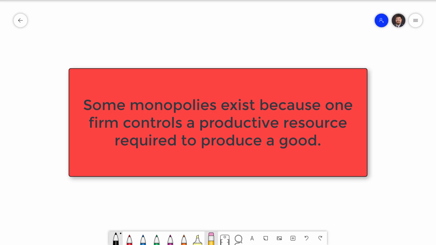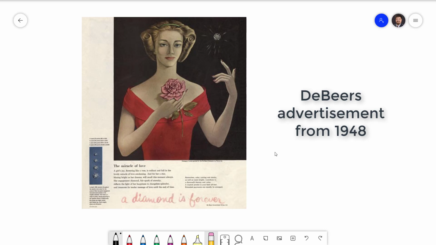One of the most famous examples is De Beers. De Beers once had a near monopoly on the diamond market because they owned the majority of diamond mines, largely in South Africa. Their monopoly was sufficiently strong that their advertising campaign was simply to advertise for diamonds in general rather than for their specific brand. You may remember the slogan, "A diamond is forever." In recent years, their monopoly over the diamond market has eroded, but they still remain a major player in that market.